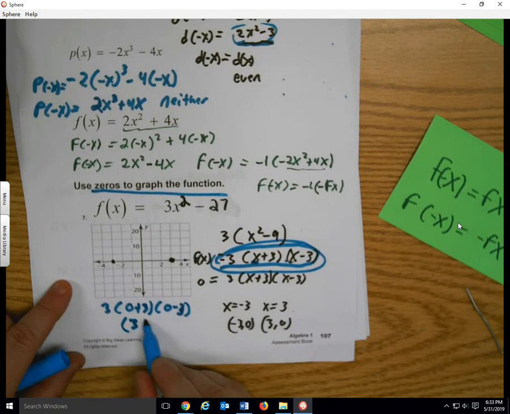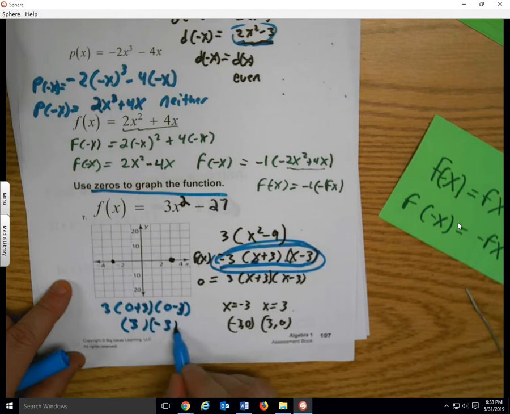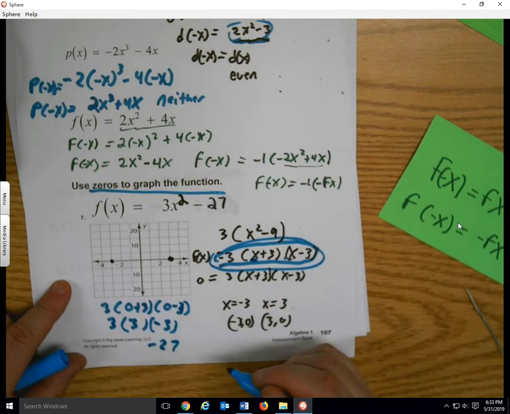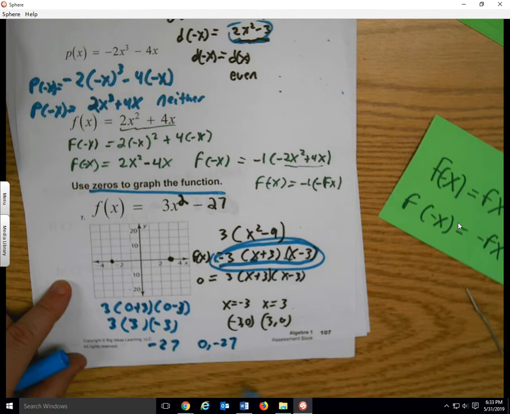0 plus 3 is 3. 0 minus 3 is a negative 3. Bring down the 3 unused. 3 times 3 is 9. 9 times negative 3 is a negative 27. So if the x was 0, the y would be a negative 27.